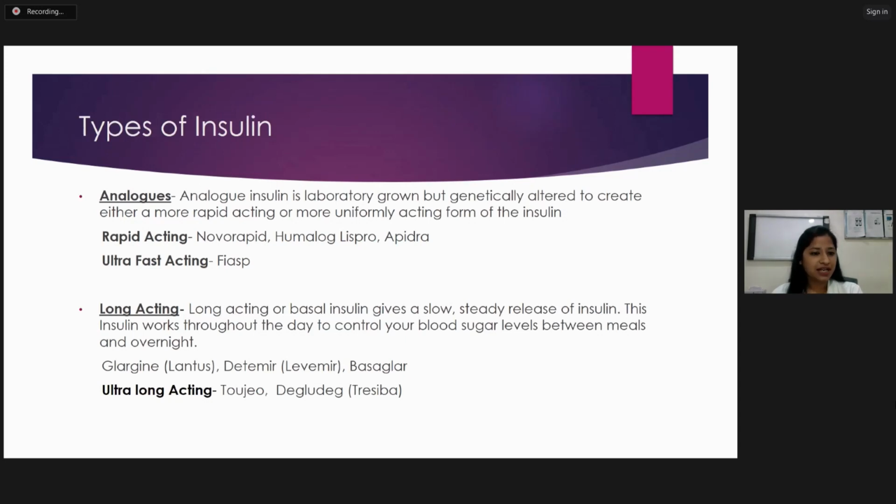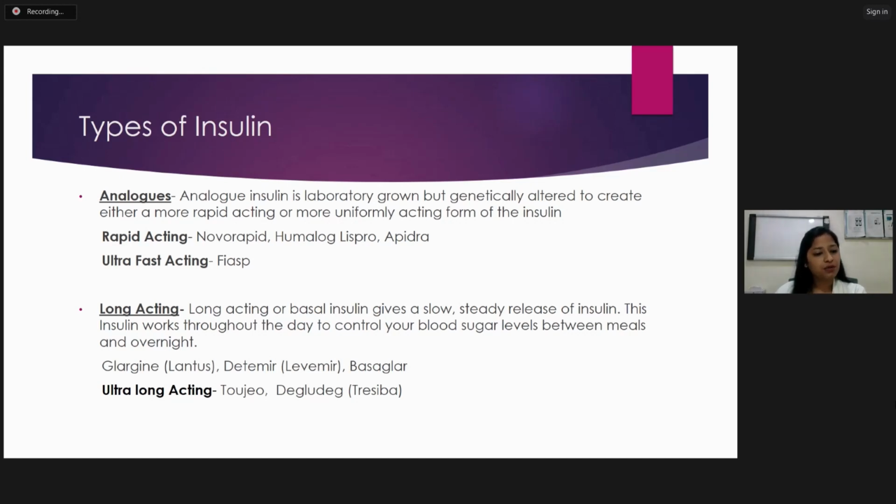And we have many types of insulin available. First of all are analogs. These are laboratory-grown insulin, genetically altered to give either a more rapid-acting or a more uniformly acting form of insulin. Some of the rapid-acting insulins we have are Novorapid, Humalog, Lispro, Apidra, and many others. Ultra-fast-acting insulin is Fiasp.